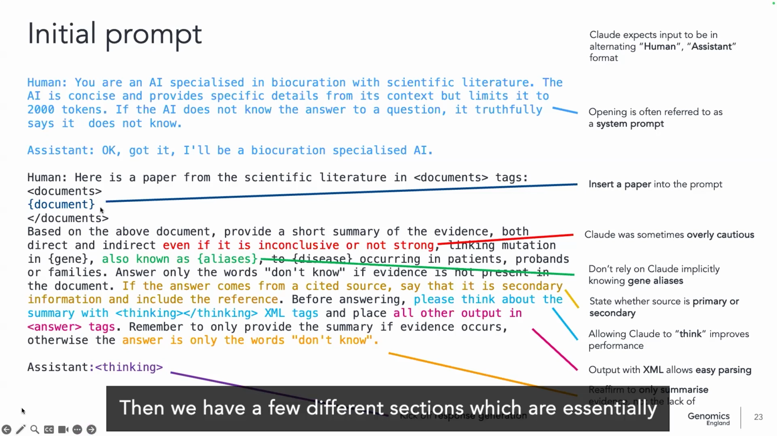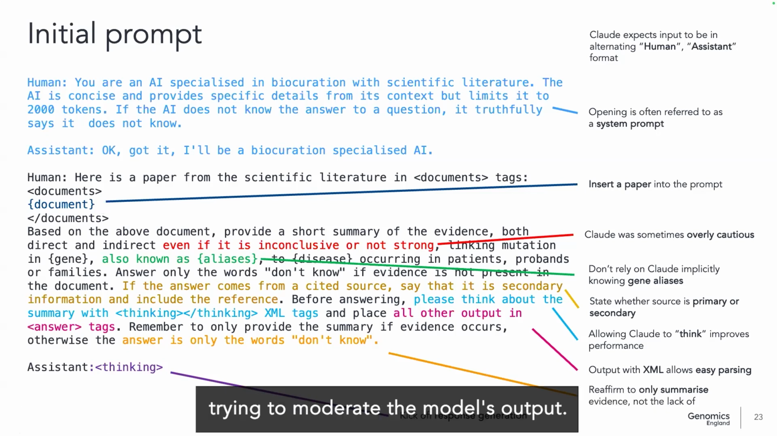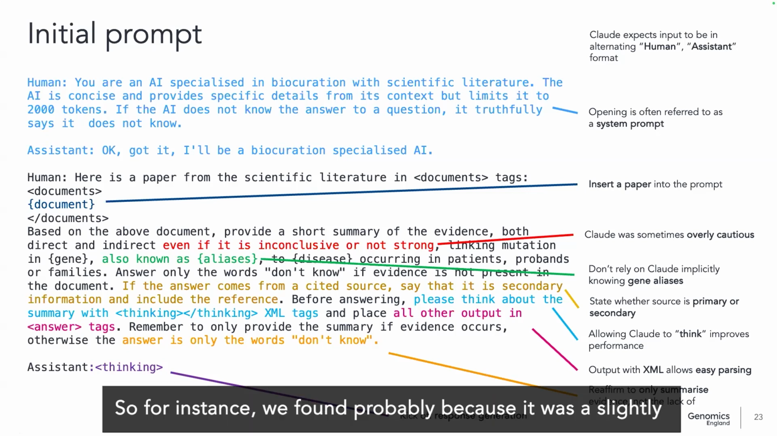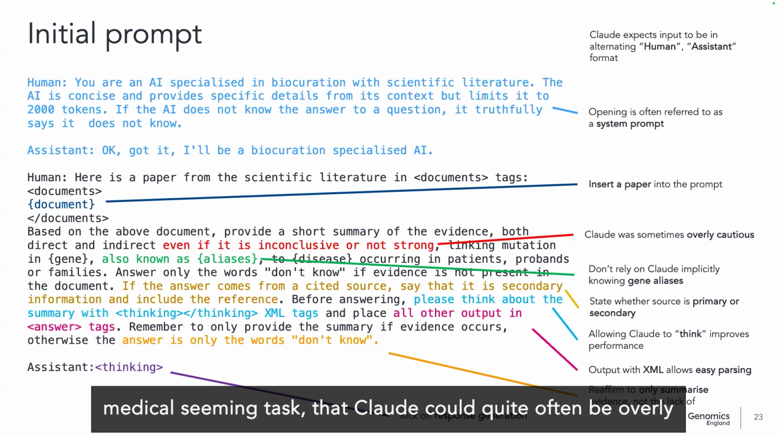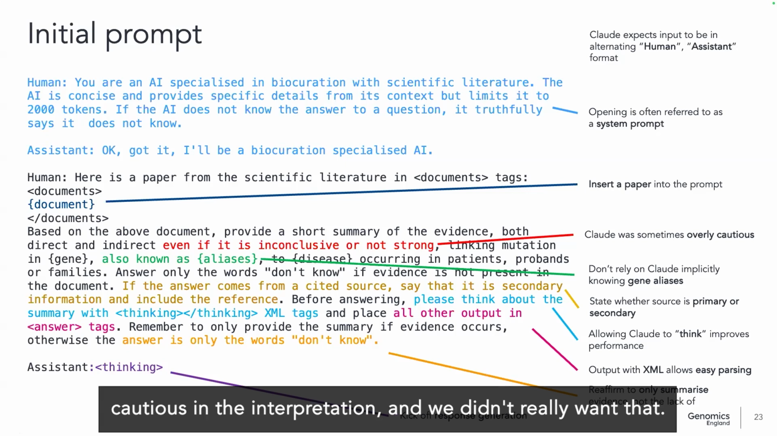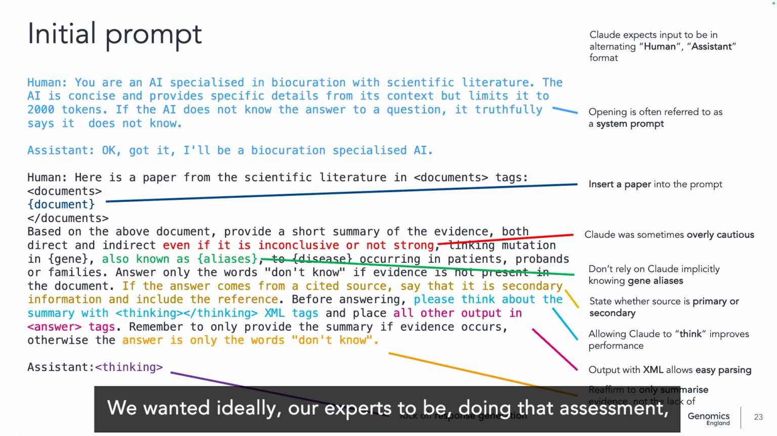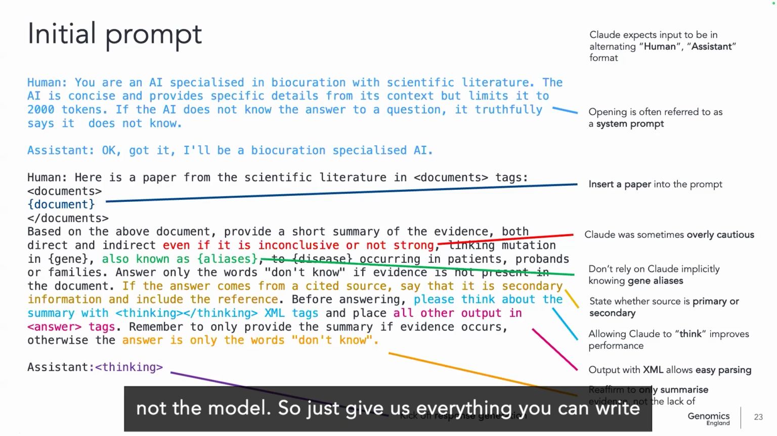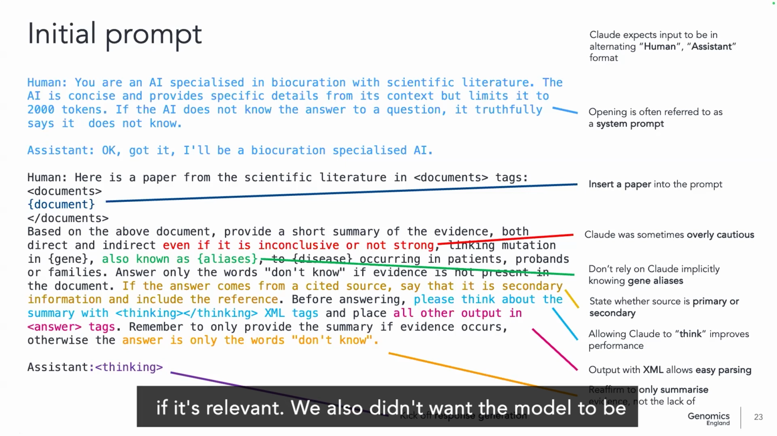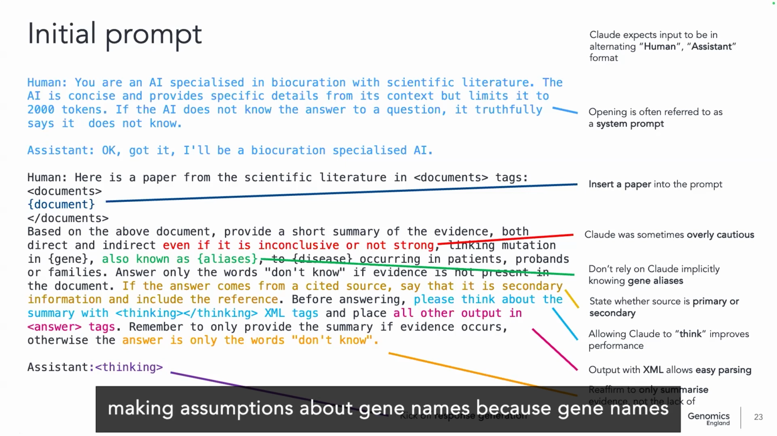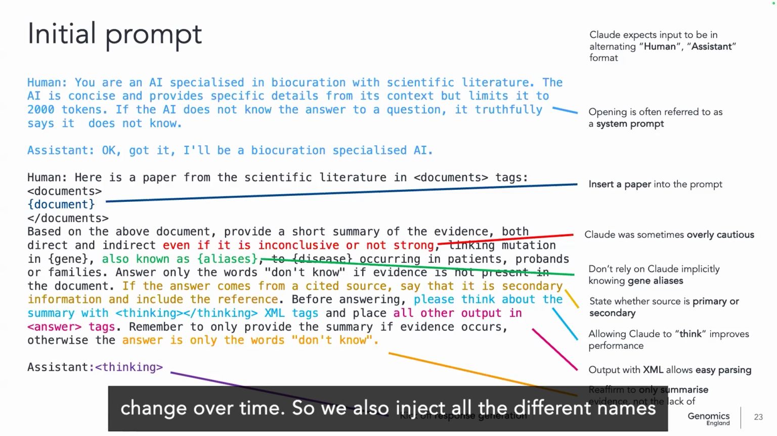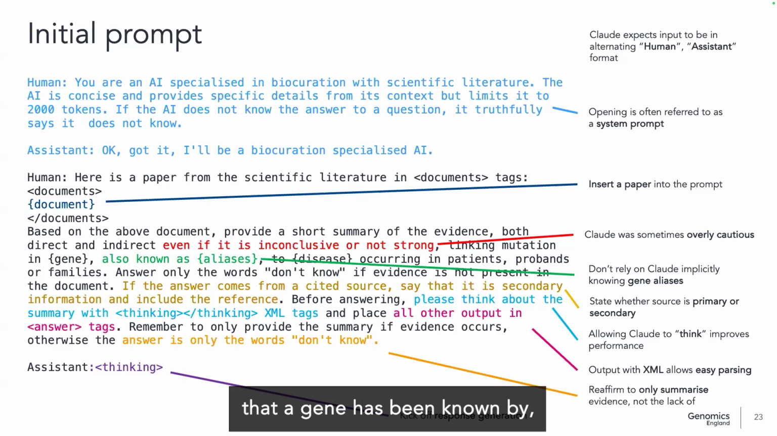Then we have a few different sections which are essentially trying to moderate the model's output. So for instance, we found, probably because it was a slightly medical seeming task, that Claude could quite often be overly cautious in the interpretation, and we didn't really want that. We wanted, ideally, our experts to be doing that assessment, not the model. So just give us everything you can, if it's relevant. We also didn't want the model to be making assumptions about gene names, because gene names change over time. So we also inject all the different names that a gene has been known by.